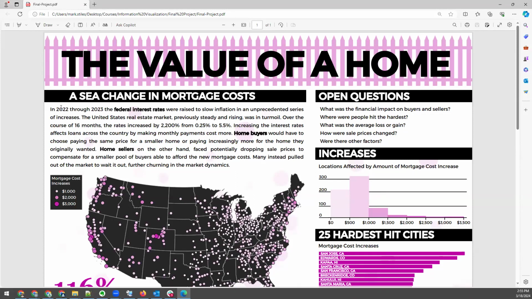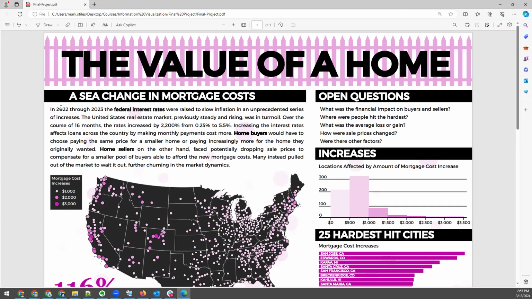My poster title is The Value of a Home. Through 2022 through 2023, the federal interest rates were raised to slow inflation in an unprecedented series of increases. The U.S. real estate market, previously steady and rising, suddenly was in turmoil. And over the course of 16 months, the rates increased by 2,200%, from 0.25% to 5.5%.